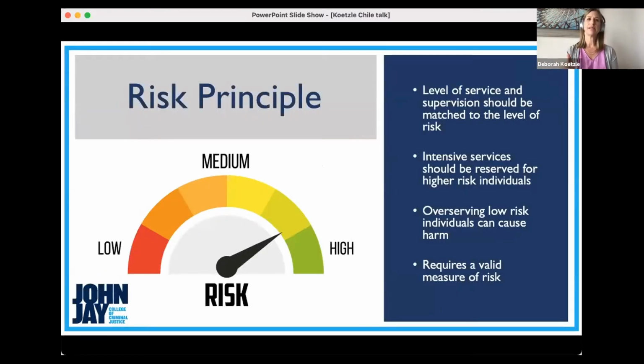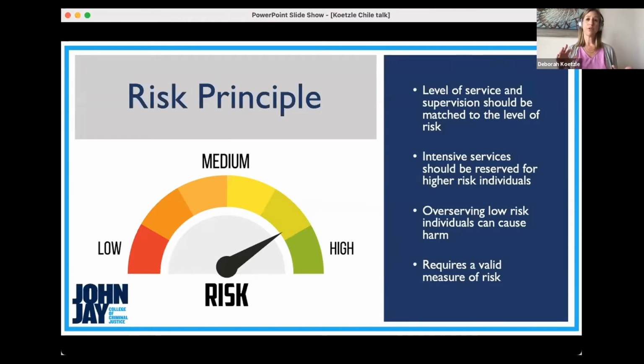Within that context, the risk principle says that we need to match the level of service and supervision to the level of risk. What this means is that youth identified as higher risk, with a higher probability of reoffending, should receive more intensive services and more intensive supervision. And for low-risk youth, those assessed as having a low probability of reoffending, we really should provide minimal, if any, service to those individuals.